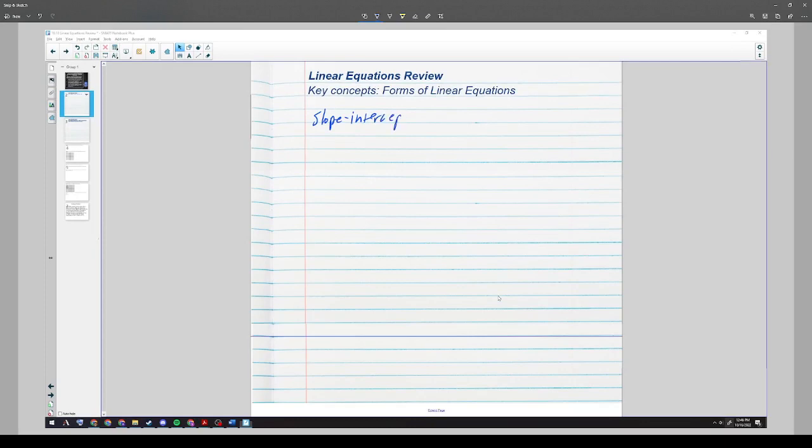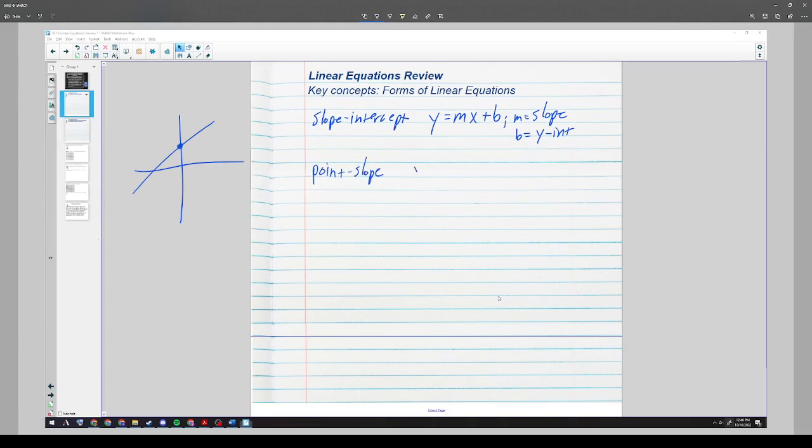Slope-intercept takes the form y equals mx plus b, where m is the slope and b is the y-intercept, where the line crosses the y-axis. So if we're drawing our graph, the y-intercept is right there. Okay, so that's slope-intercept.